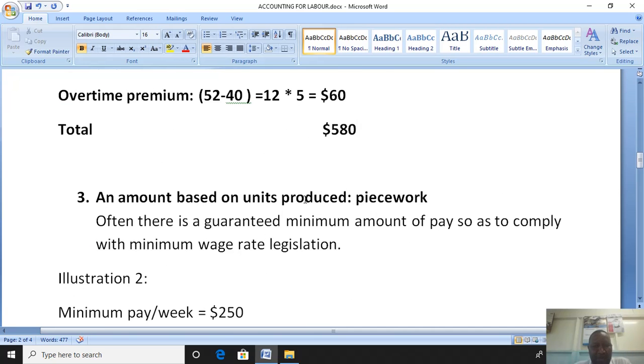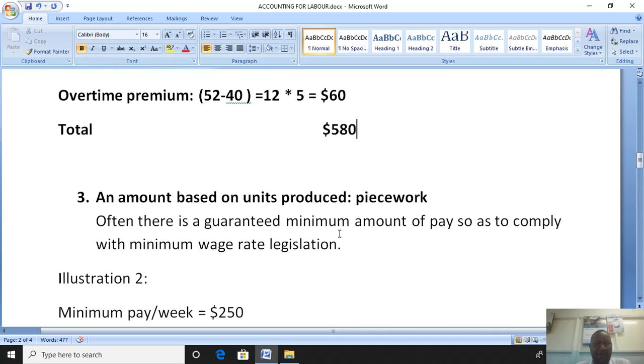The third approach of remunerating workers is called piecework. Now here an amount paid to workers is based on the number of units produced. And in many circumstances this is accompanied by the minimum amount or the guaranteed minimum that is paid to workers. The guaranteed minimum obviously applies more especially in countries where there is a minimum wage rate regulation.